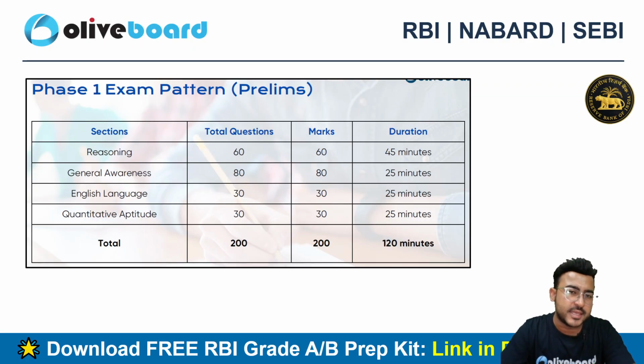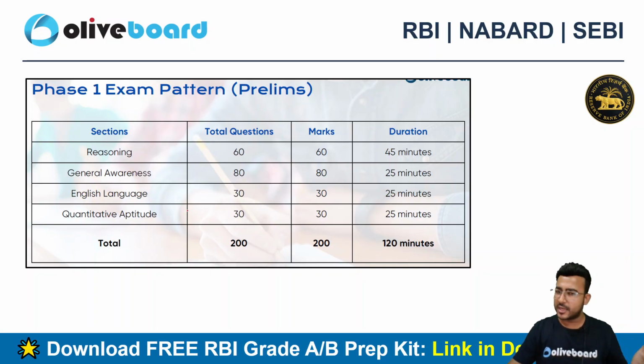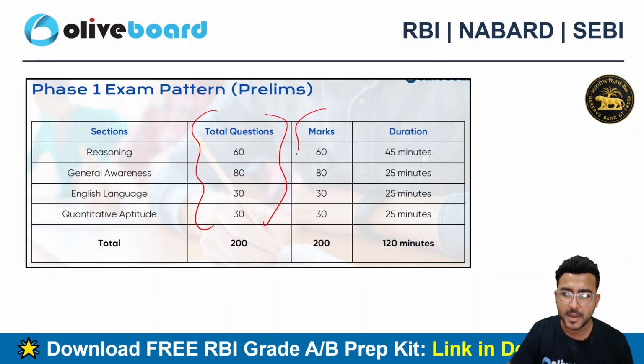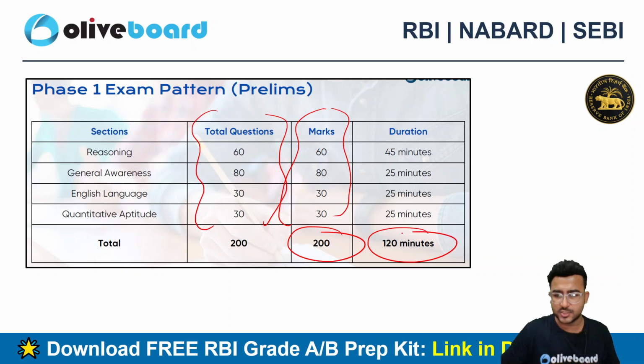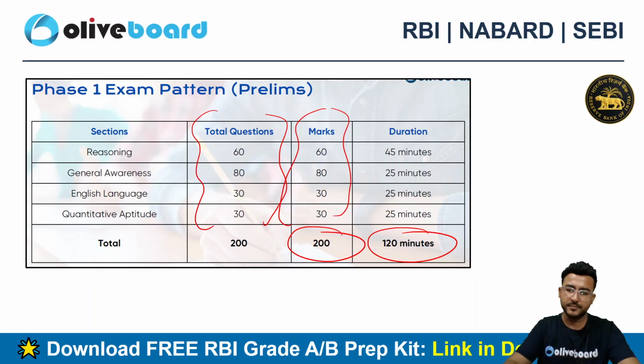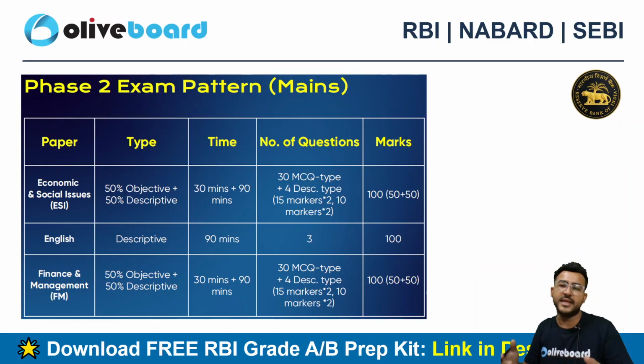If I talk about the exam pattern, then in phase 1 we have subjects like reasoning, general awareness, English and quantitative aptitude. The number of questions they are asking and the marks weightage are also clearly mentioned here. So basically that's a 200-mark examination, and 120 minutes will be given to you, right? The phase 1 examination will be just a qualifying examination, and the main examination will be the phase 2 examination.